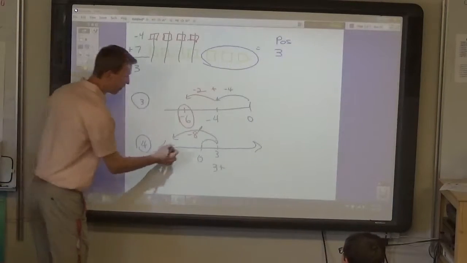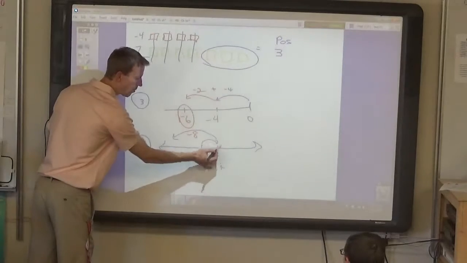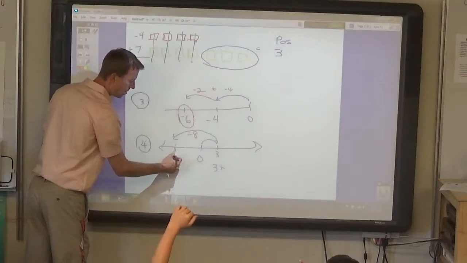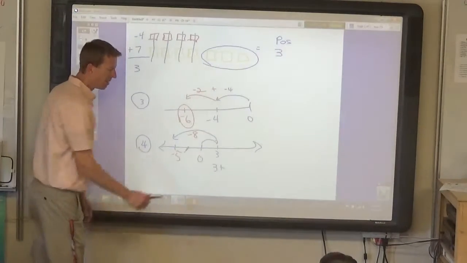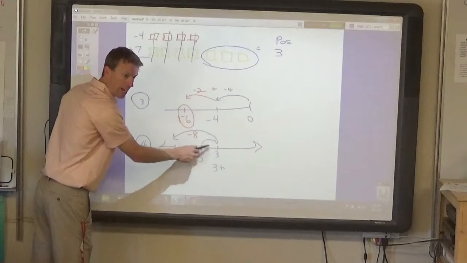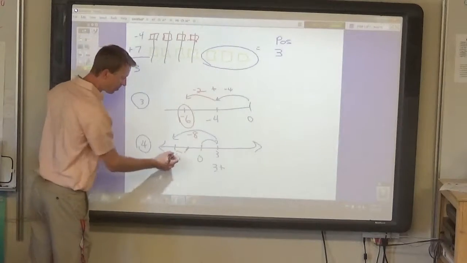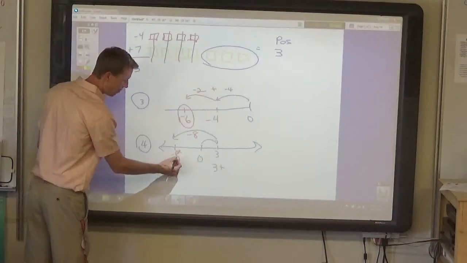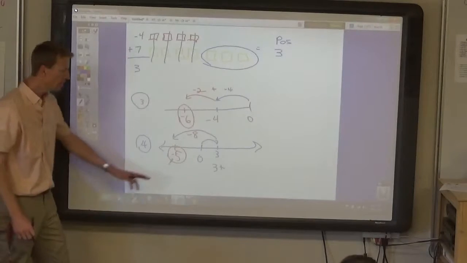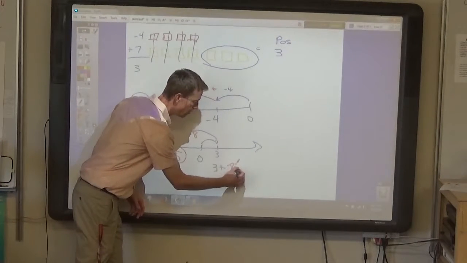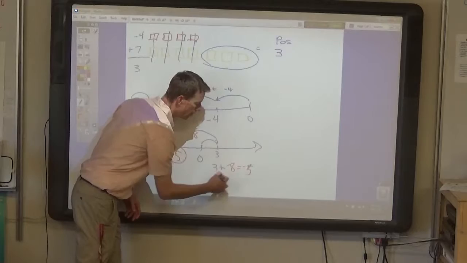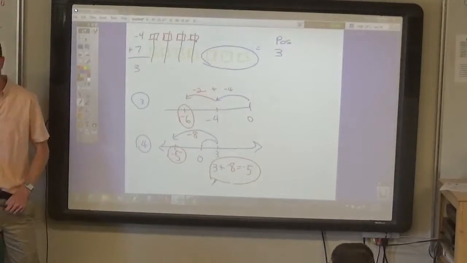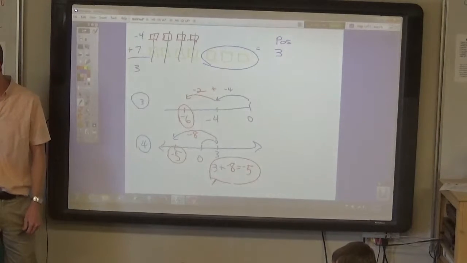Carson. Negative 8. So from 3, if we went negative 8... Negative 6. Close. Negative 5. Negative 5, the difference between negative 8 and 3, okay? The difference between negative 8 and 3 is negative 5. So that's where we would end up. It represents the problem 3 plus negative 8 equals negative 5. Okay? 3 plus negative 8 is negative 5.